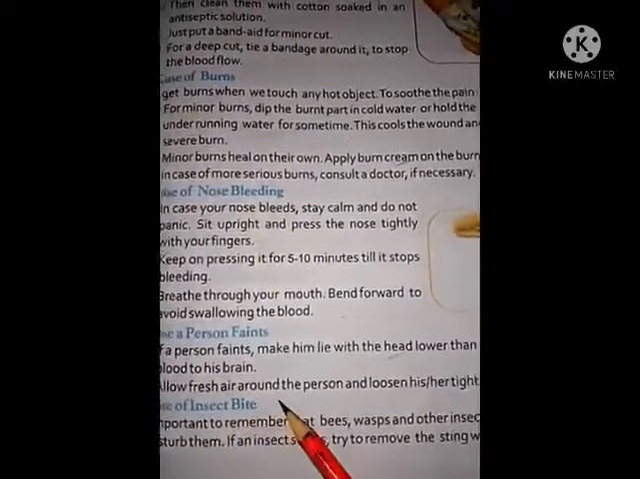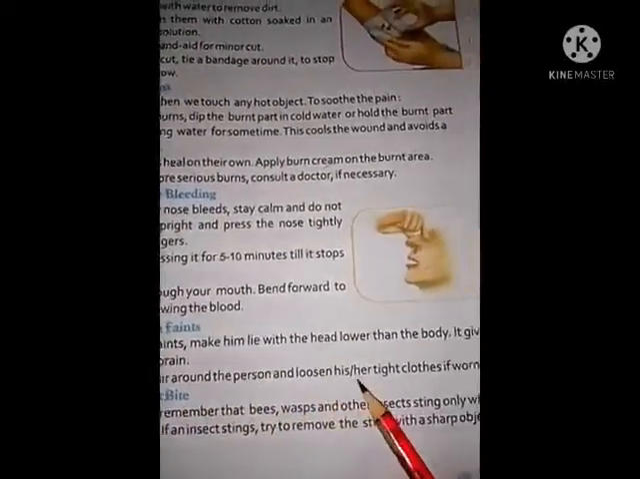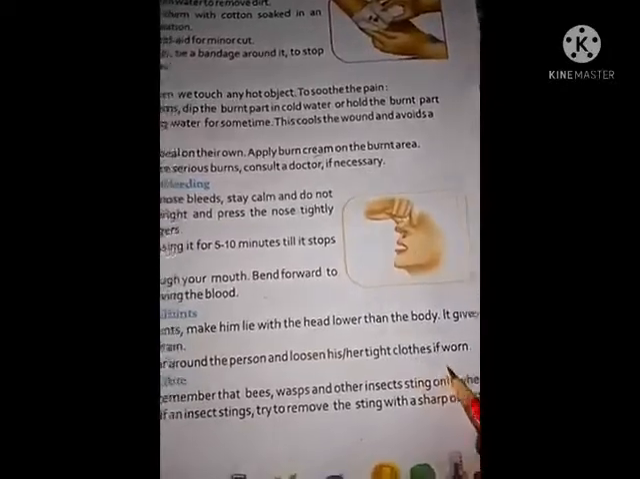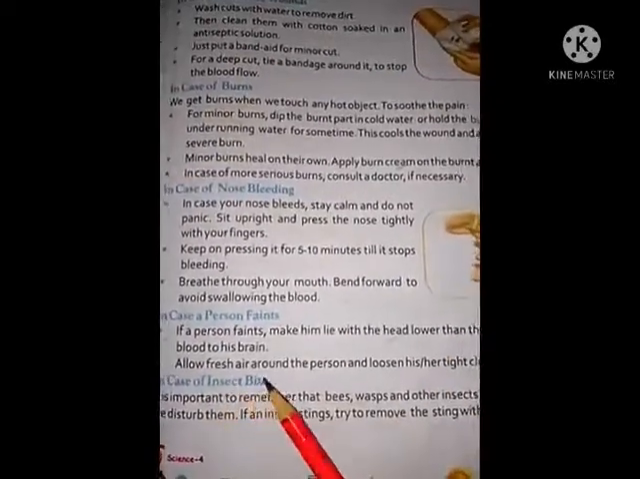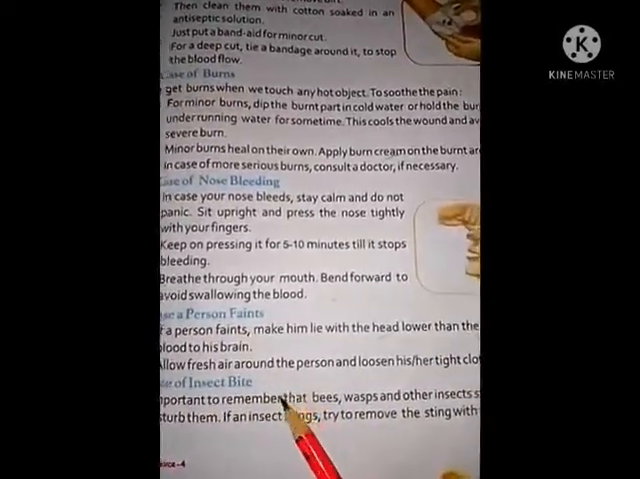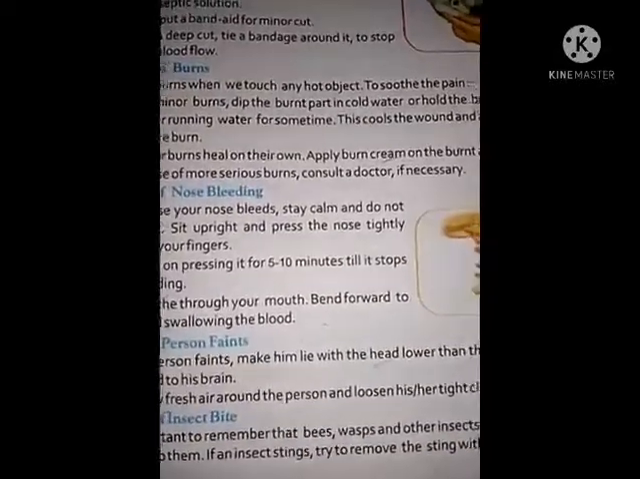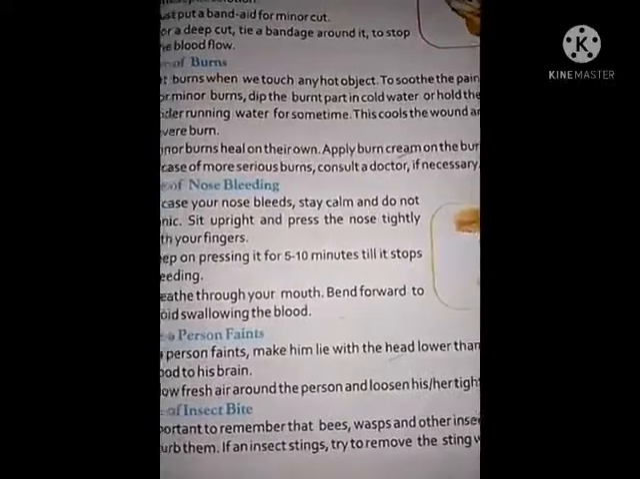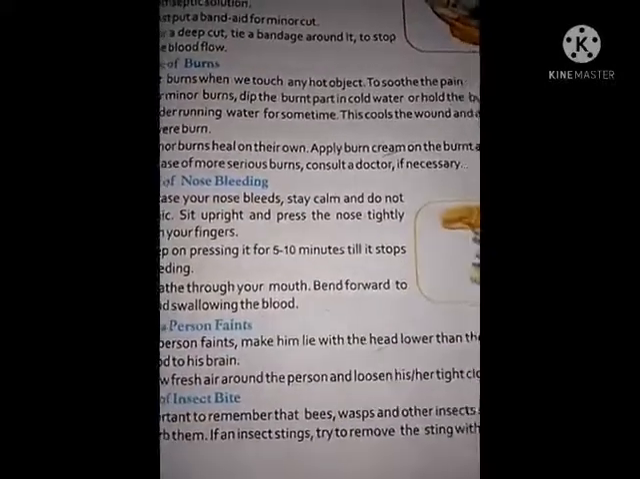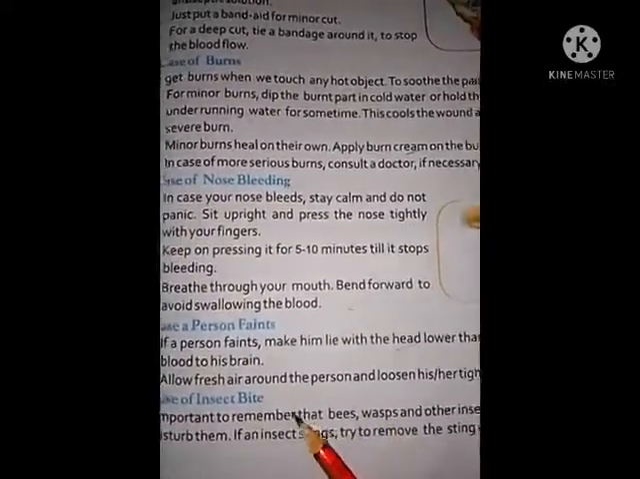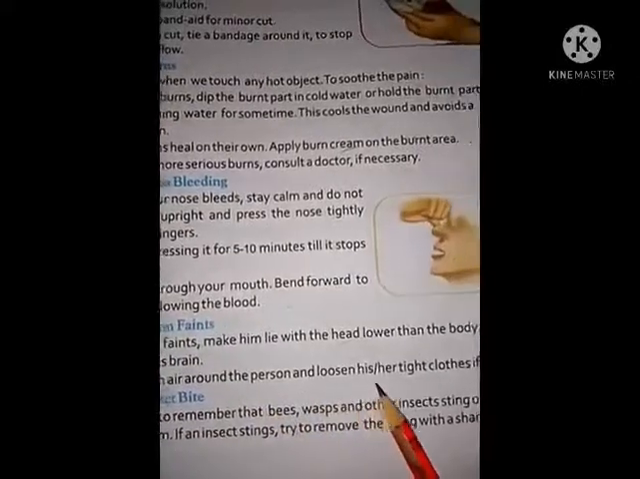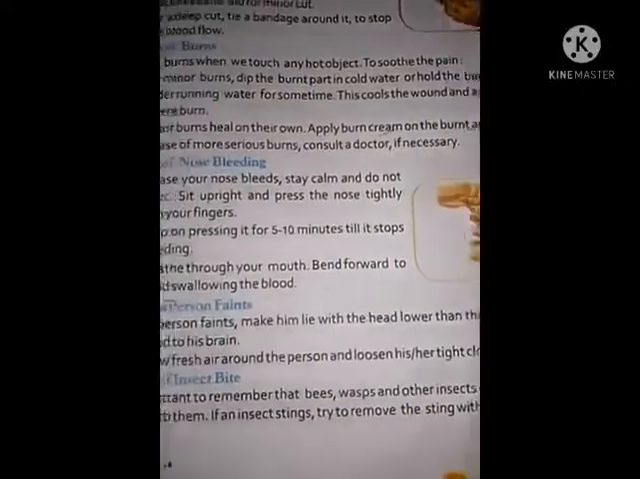Allow fresh air around the person and loosen his tight clothes if worn. Say to leave the place, do not overcrowd, and allow fresh air around the person.